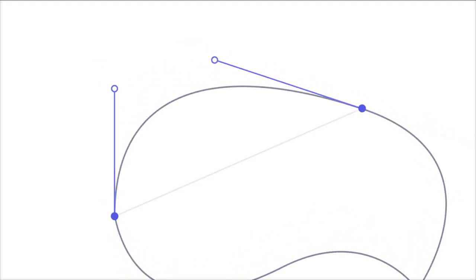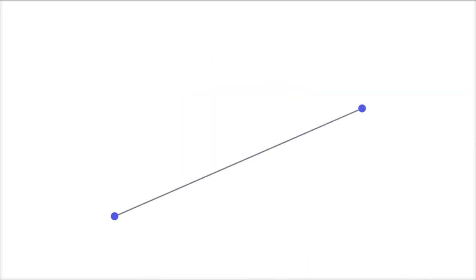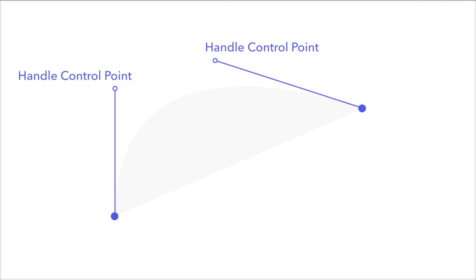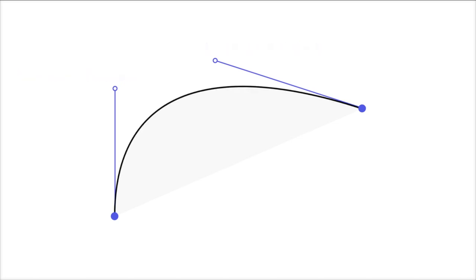Any vector shape or line will have at least 2 points, and it's always between 2 vector points that we create a curve. In order to bend this line into a curve, we use handles that can extend from any vector point. Each handle has a point at the end of it, called the handle control point. As these handles extend farther away, they seem to magnetically pull the line outward into a curve. Our line will now curve like this. This is the final result.